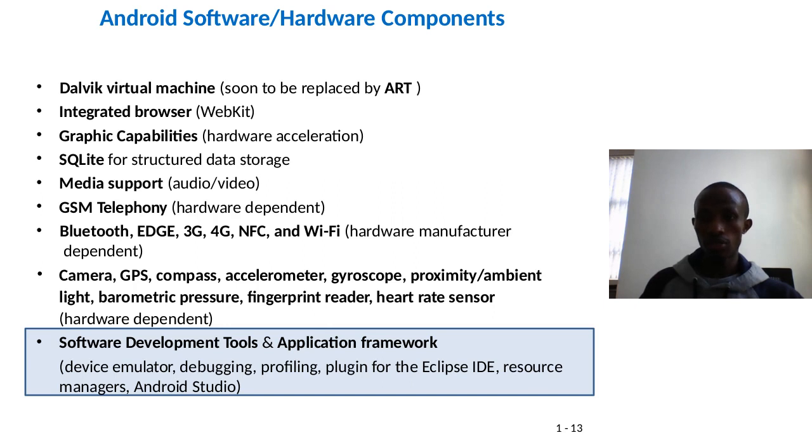Then I would also like us to look at what are the components of the Android operating system. The first component is the Dalvik virtual machine. I've written here soon to be replaced by ART. Actually, it has already been replaced. So from Android 5, we are no longer using the Dalvik virtual machine. We are using something we call Android Runtime, or ART. But I'll explain what that is later.